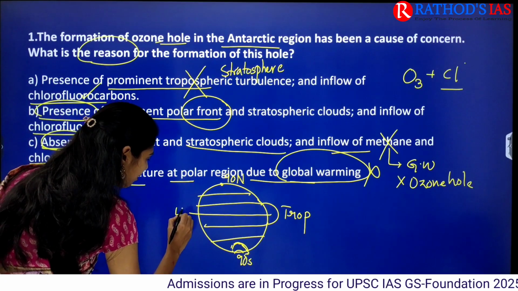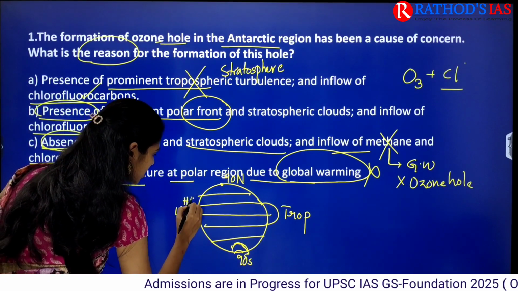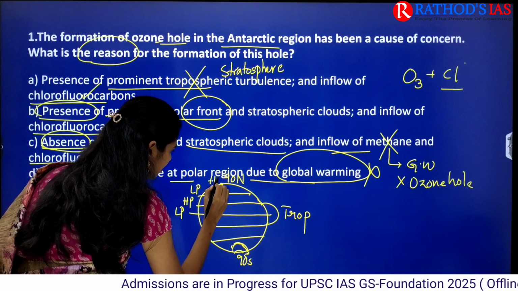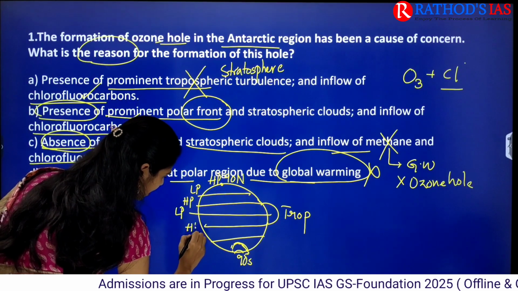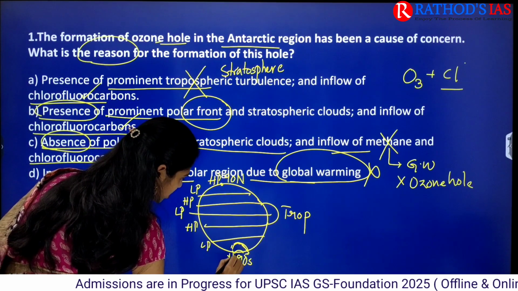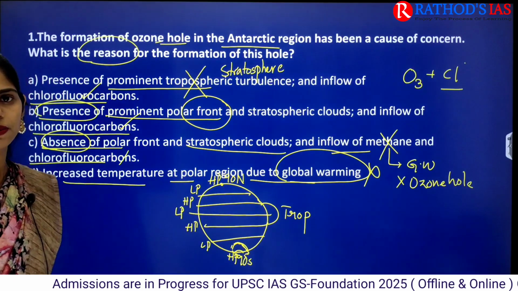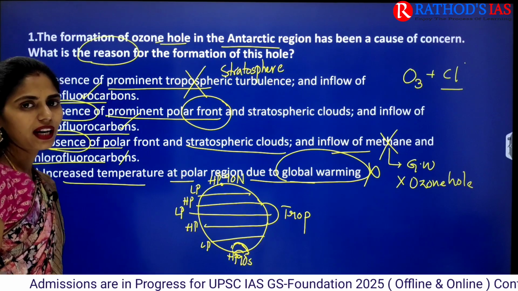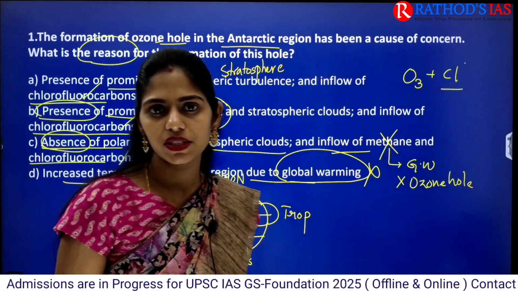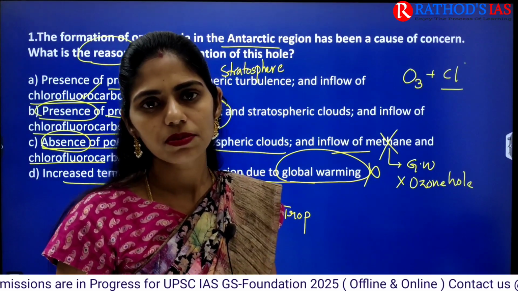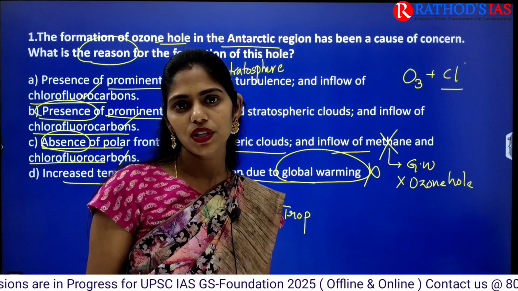So here we have low pressure, high pressure, low pressure, high pressure. Again high pressure, low pressure and high pressure. So we have 7 pressure belts. So normally what happens? We have different wind systems, like local winds, permanent winds, planetary winds, right?